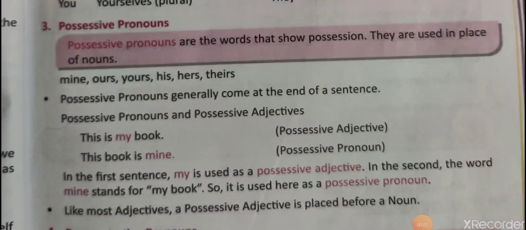Okay, next is possessive pronouns. So with the word possessive, we can easily understand that possessive means some kind of ownership. So all the pronouns that show some kind of possession are known as possessive pronouns. Like this is my book. So with this sentence you can understand that the book which we are talking about is mine, right? The owner of this book is I, I am the owner of the book, right? And in the first sentence, my is used as possessive adjective. In the second, the word mine stands for my book. So it is used as possessive pronoun.